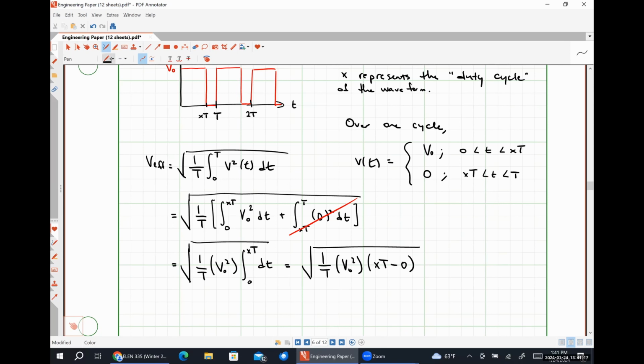And I can see that this T here in the numerator cancels this T here in the denominator. And what I'm left with is V naught times the square root of x, my duty cycle. So that's my effective value of a periodic rectangular pulse with a duty cycle of x. So if my duty cycle is 50%, then that would be V naught times the square root of 1/2, or V naught over root 2.